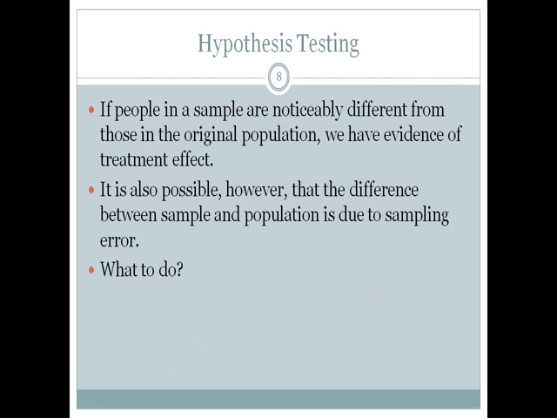In hypothesis testing, if the individuals in a sample are noticeably different from the individuals in the original population, we have evidence that the treatment has an effect. But it is also possible that the difference between the sample and the population is just sampling error.